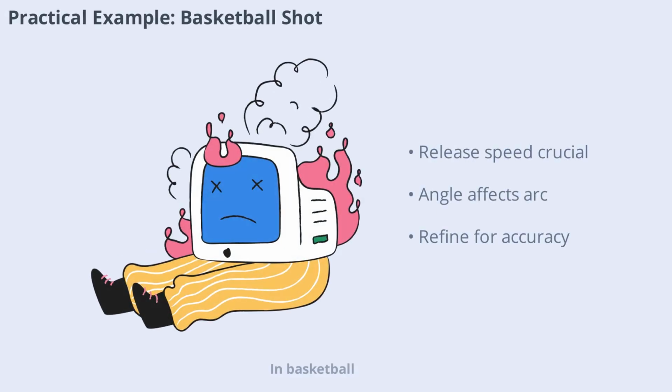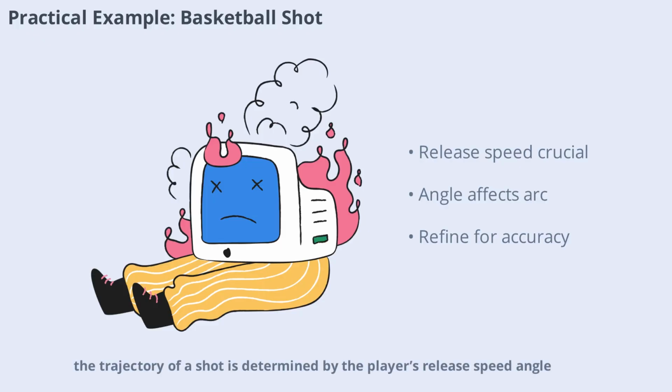In basketball, the trajectory of a shot is determined by the player's release speed, angle, and height. Understanding projectile motion helps players and coaches refine shooting techniques for greater accuracy and consistency. Small adjustments can make a big difference in performance.